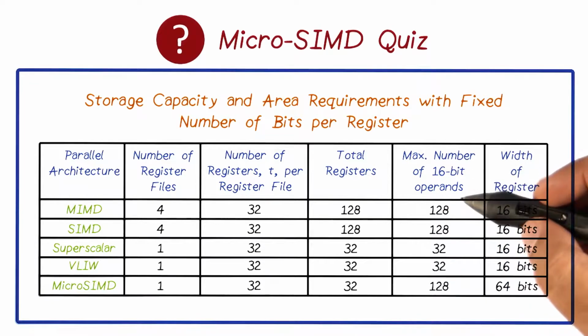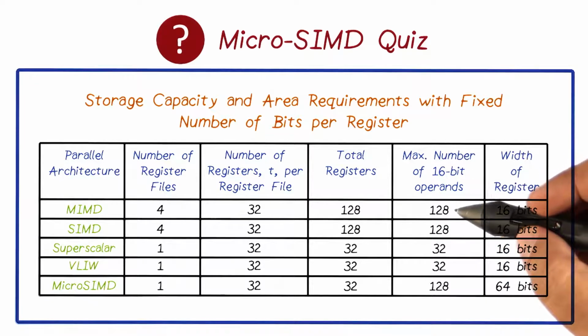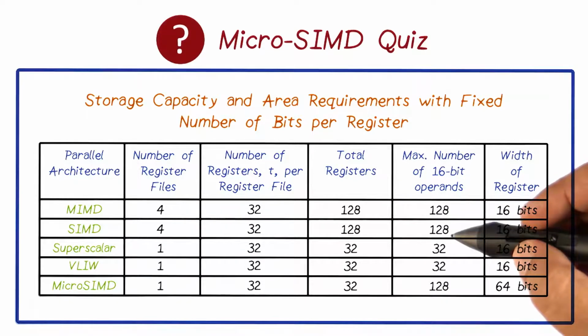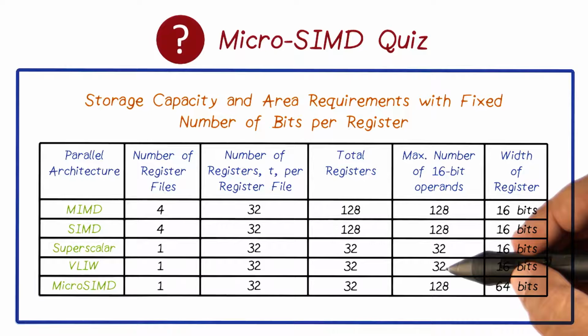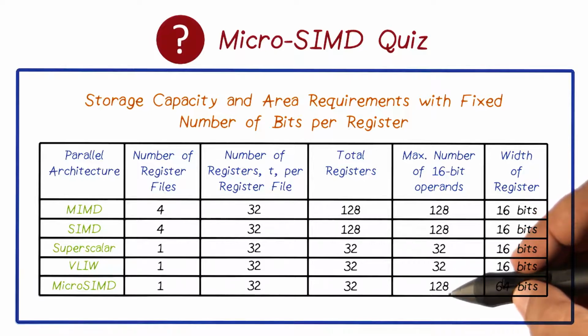As you can see here, the maximum number of operands that can be handled under these different configurations are as follows. For MIMD, it is 128 operands. For SIMD, it's also 128 operands. For superscalar, there are going to be 32 operands. For VLIW, there are going to be 32 operands. And as you can see here, for micro-SIMD, we again are going to have 128 operands.